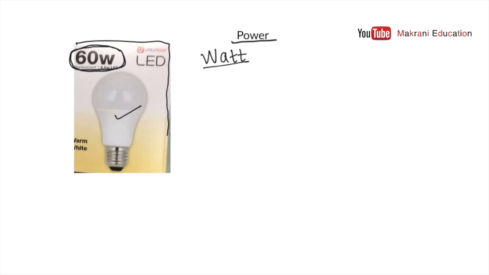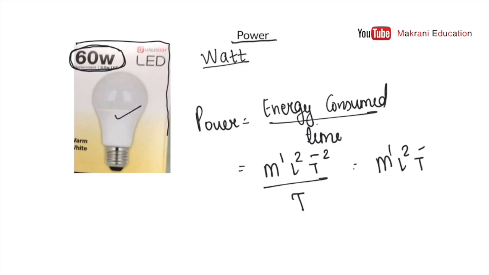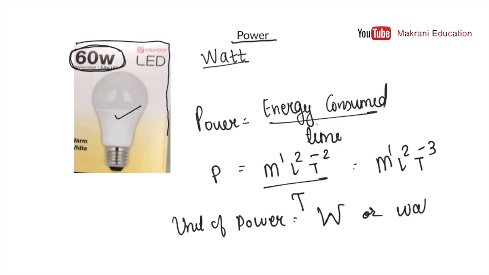So power is nothing but energy consumed upon time, and this is the formula for power. Now for the dimensional formula, what is the dimensional formula of energy? We had seen just now, that is M1 L2 T to the power minus 2, divided by time, which is T, that equals M1 L2 T to the power minus 3. It is the dimensional formula of power, and the unit of power is watt. Either it can be written in capital W or small w.